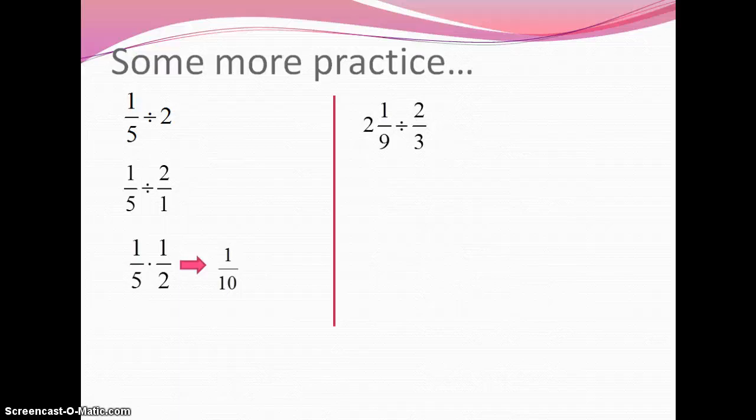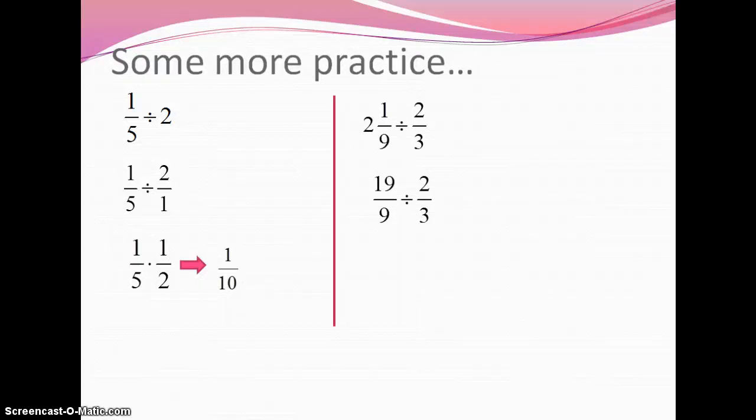2 1/9 divided by 2/3. So we had a problem similar to this a couple slides ago. Now before you get all slap happy and start dividing, make sure you change that mixed number into an improper fraction. Otherwise, it's just going to be a whole bunch of confusing. So to do that, remember you take your denominator, multiply it to the whole number, 9 times 2, add it to the numerator, plus 1. 9 times 2 is 18, plus 1 gives us 19. Keep the denominator the same.